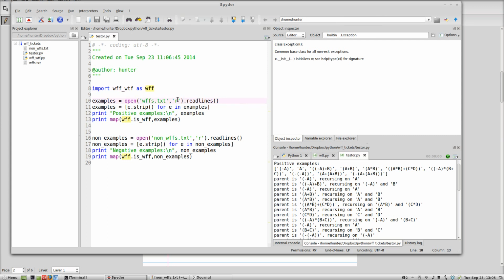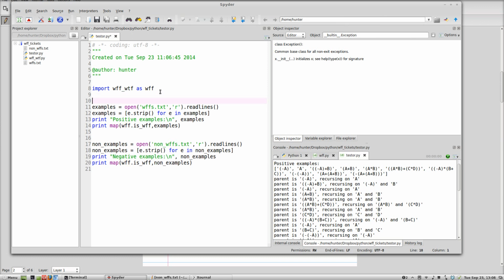And so first I'm opening the positive examples and stripping them and stuff. And the functions that I have inside my module are, just to give a sort of hint, these. I don't know if you can read this. If your resolution is coarse, you might not be able to read these. So these are some functions that I have defined that are part of my solution. One of them is atomic, that checks to see if it's an atomic well-formed formula.